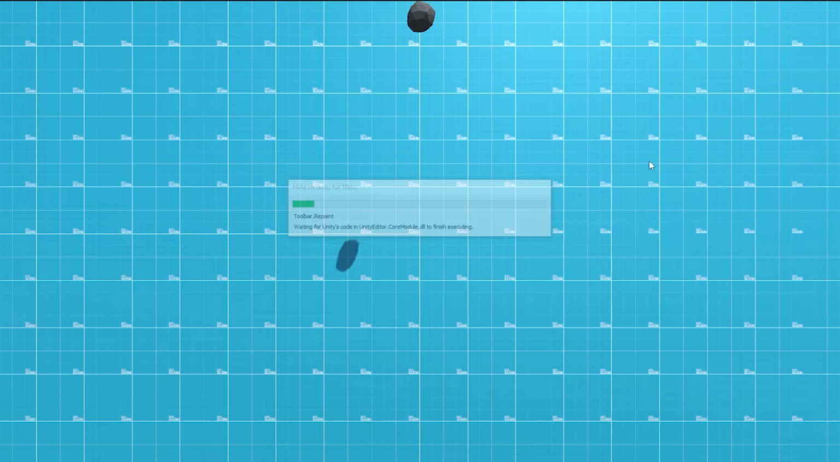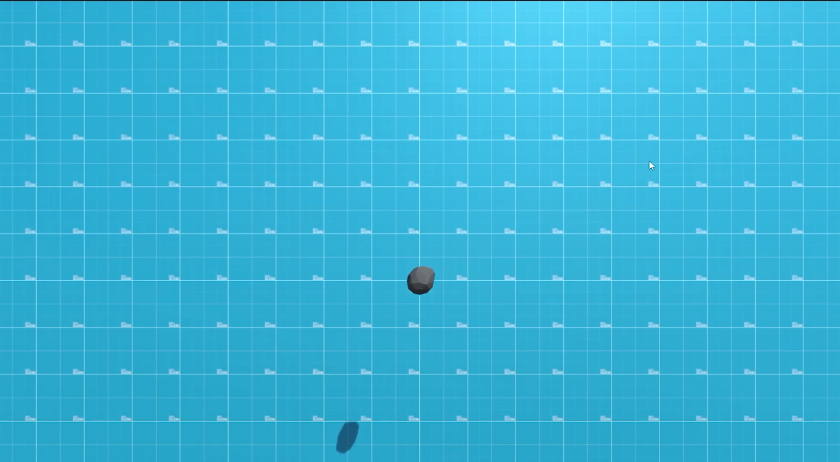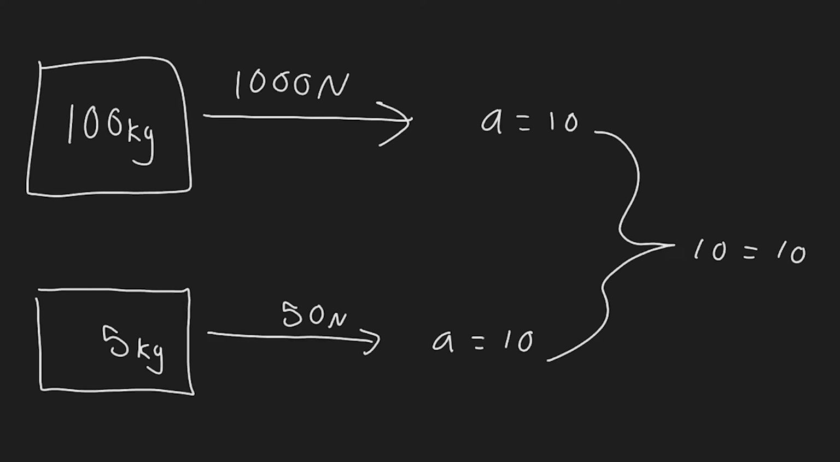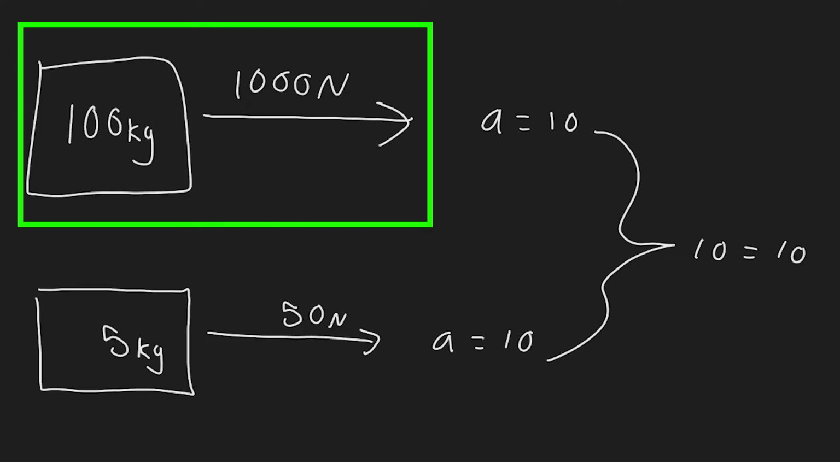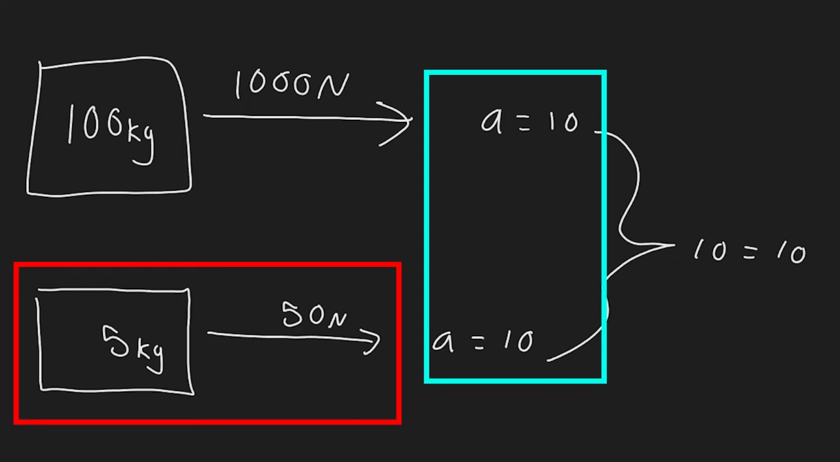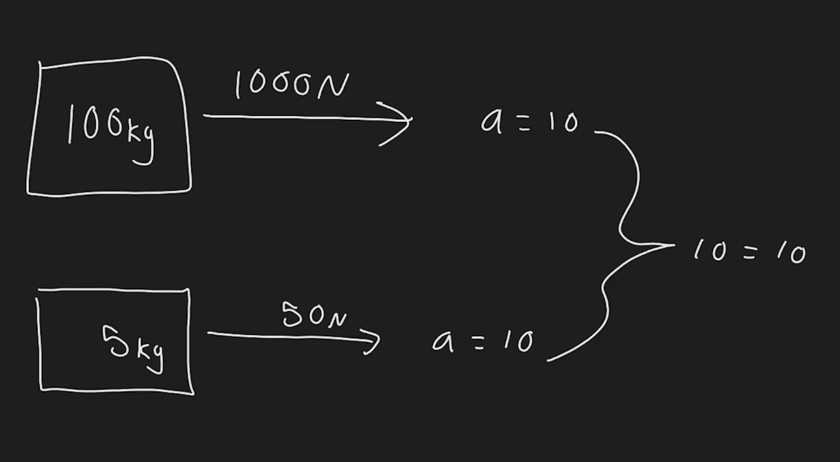If we head back into Unity and hit play, you can see that our rock falls just like it would with gravity. Now, you might be confused because you're remembering Galileo's balls and how they fall at the same speed regardless of their mass. But we literally just showed that the higher the mass, the higher the force. Well, because an object with a higher mass takes a greater force to move, and an object with lower mass takes a lower force to move, they'll end up falling at the same speed.